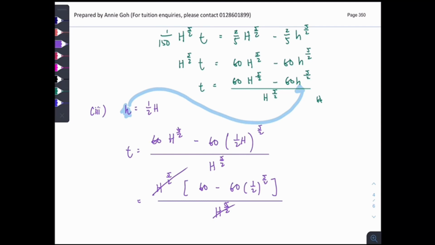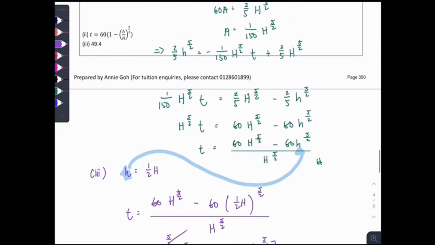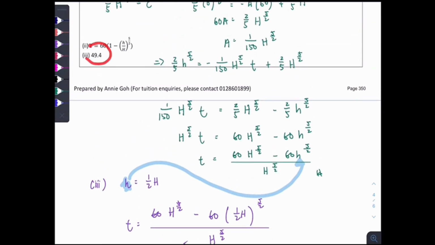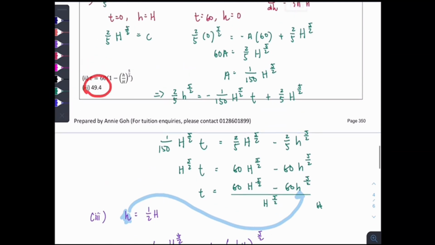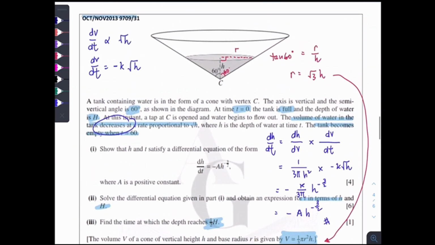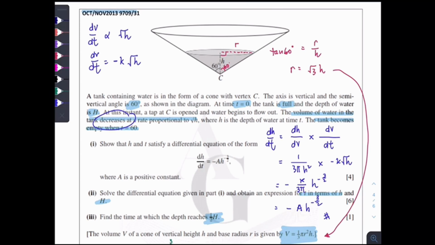And hence the final answer should be equal to 49.4 seconds. That's how we solve for this differential equation. Let's check the answer. It's 49.4. Alright, so that's all for the lesson today. Thanks for watching.